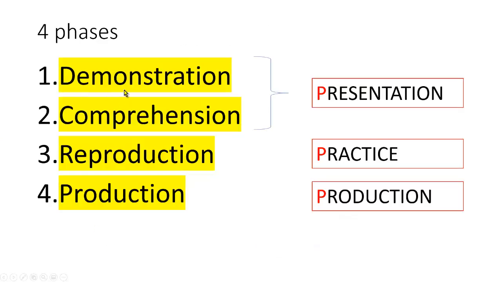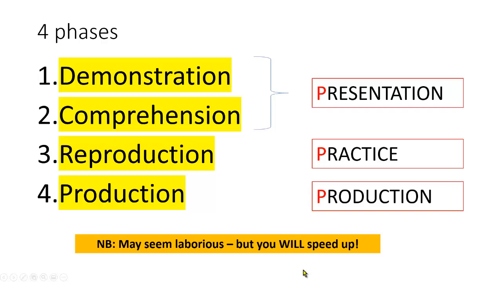So there we have it. We've gone through the demonstration, showing the language, not making them speak, but just hoping that they notice and they're aware. 2, the comprehension. They're not saying the new language, they're just saying by yes, no, or the names, whether or not they've understood. 3, reproduction. Find loads of different ways of making them say those phrases again and again and again. And 4thly, production. Can they apply it to a new situation? This may really seem laborious, but you will speed up as you go on.